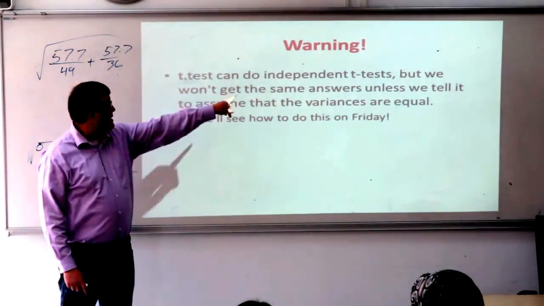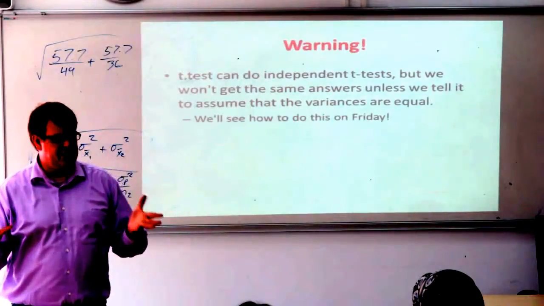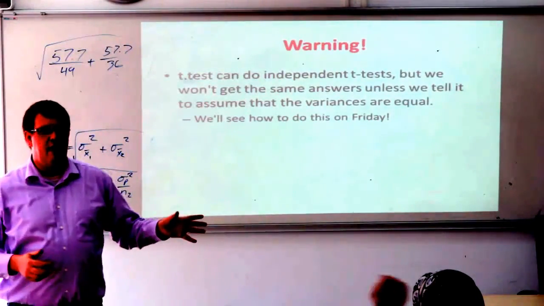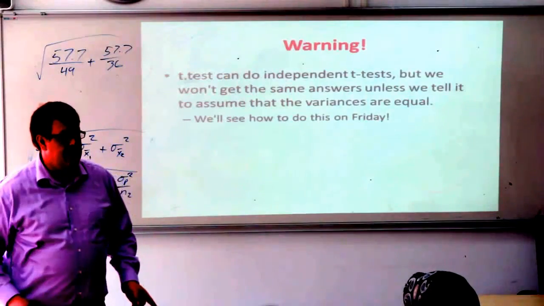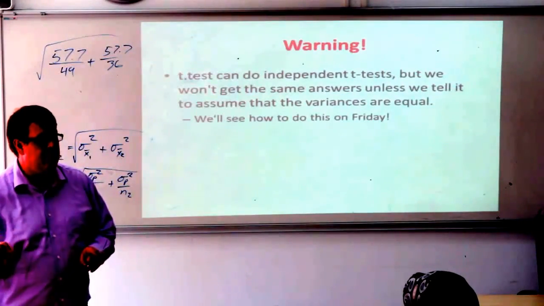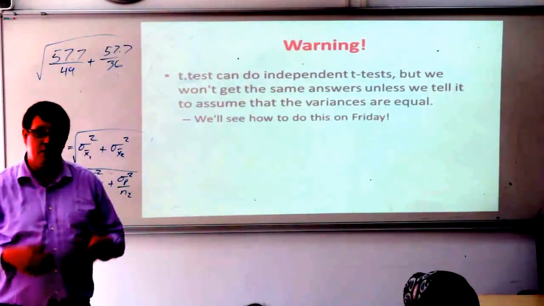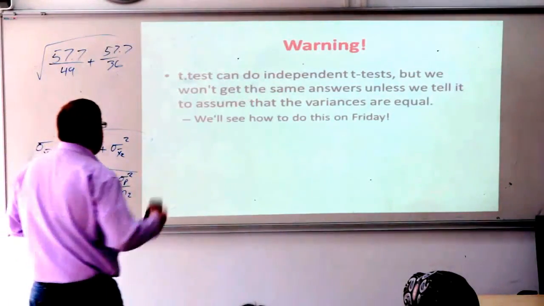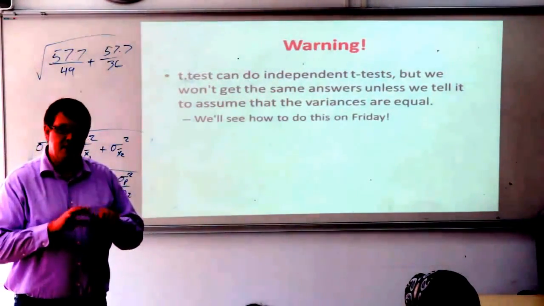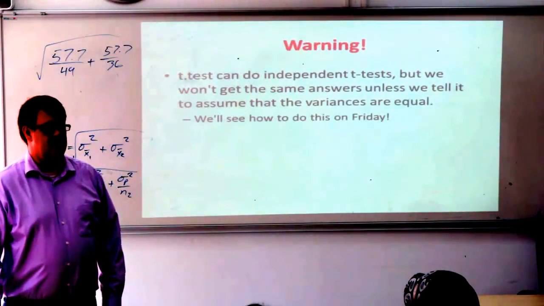All right, warning. t.test can do independent t-tests, but you're probably not going to get the same answer because what I told you is that you should assume that the variances are the same. Now, at least my version of R automatically assumes that they're not the same. So I will show you guys on Friday how to tell it to assume that the variances are the same. If you use help in R, you might be able to figure this out for yourself, or if you poke into my R code, you can probably figure this out. But otherwise, we'll show you how to do this on Friday. So just be warned, if you try to solve the homework using t.test, if you don't know how to set the variances to equal, you probably will not get the right answer.